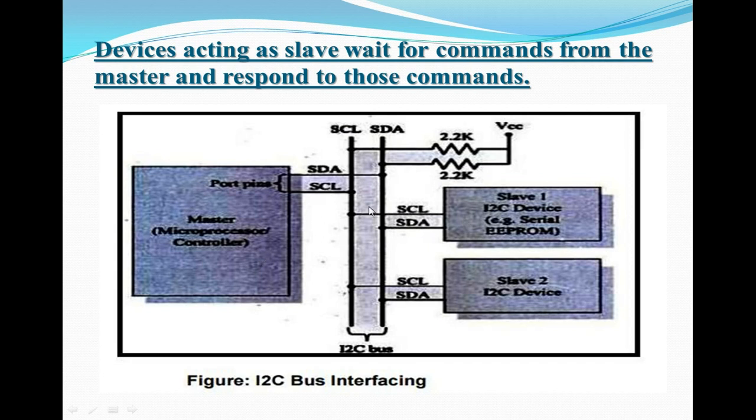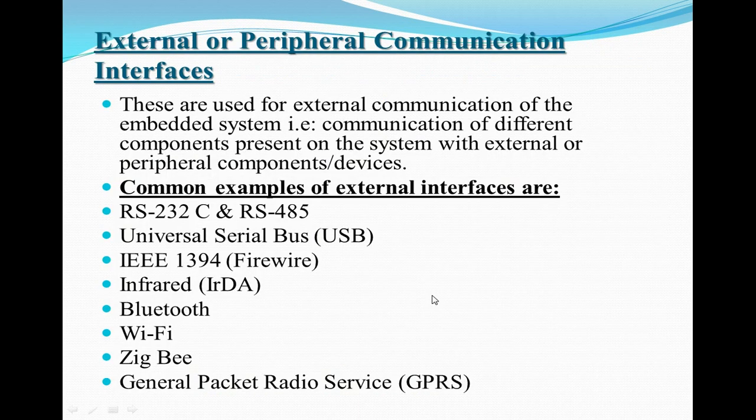This I2C was basically developed by Philips Semiconductors in the year 1980. It comprises 2 buses. The first one is the serial clock and the second one is the serial data, that is SCL and SDA. The SCL generates the synchronization clock pulses. What is the work done by this SCL?